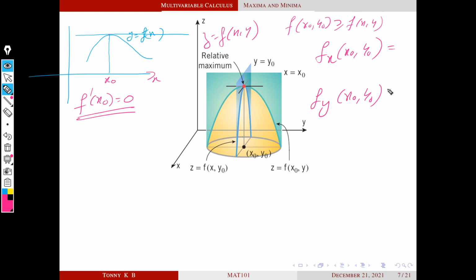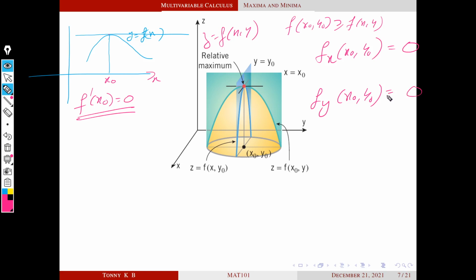Okay, then what about this value? We know geometrically what f_x of x naught, y naught is. Geometrically, it is the slope of the tangent at this point parallel to the x-axis, right? So what about the slope? Yes, its slope is 0. And similarly, what is f_y of x naught, y naught? It is the slope of the tangent at this point parallel to the y-axis. So again, its slope is also 0.